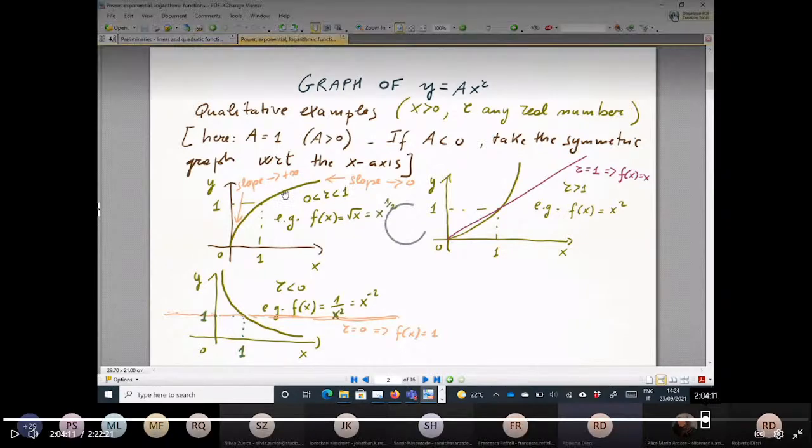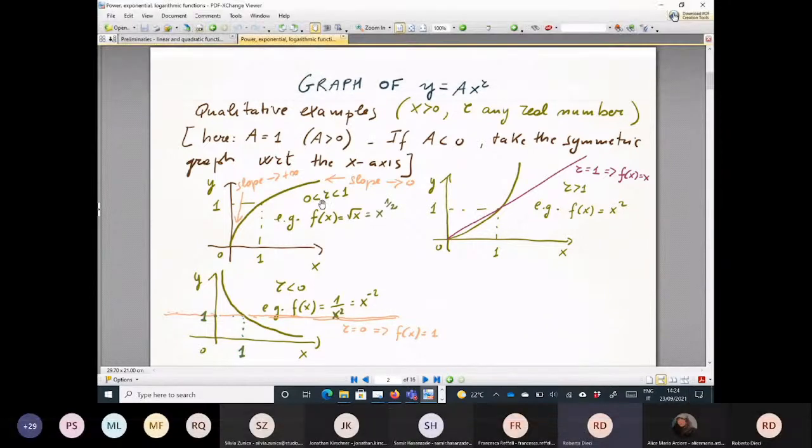Anyway, the slope is always positive. And this is the typical case of a power function with the exponent between 0 and 1. The basic case is the square root of x, but also x to the power of 1/3, 1/4, 2/3, and whatever, okay?